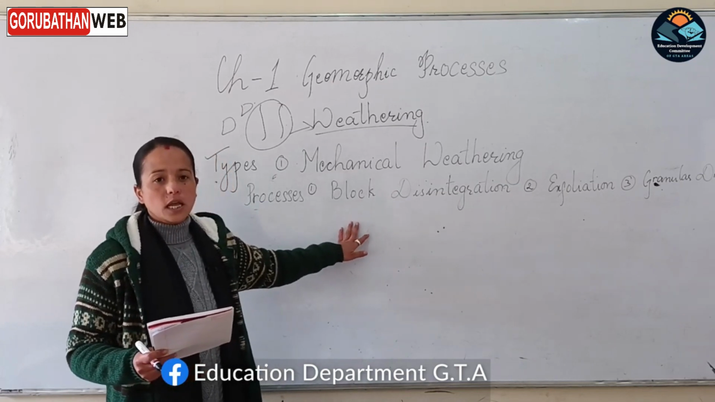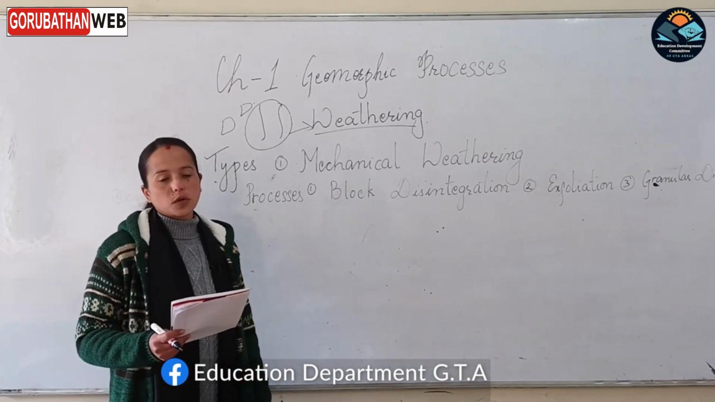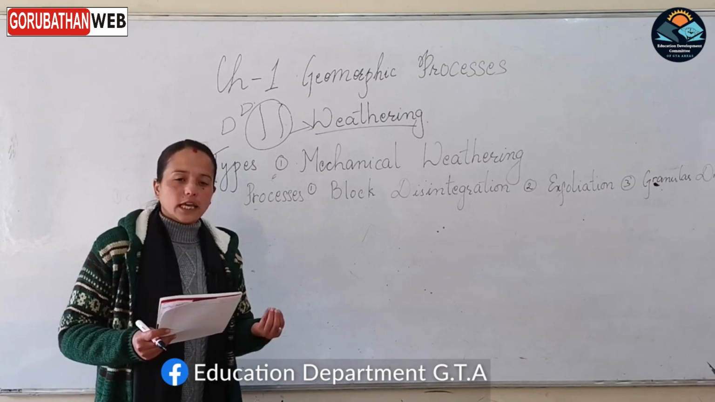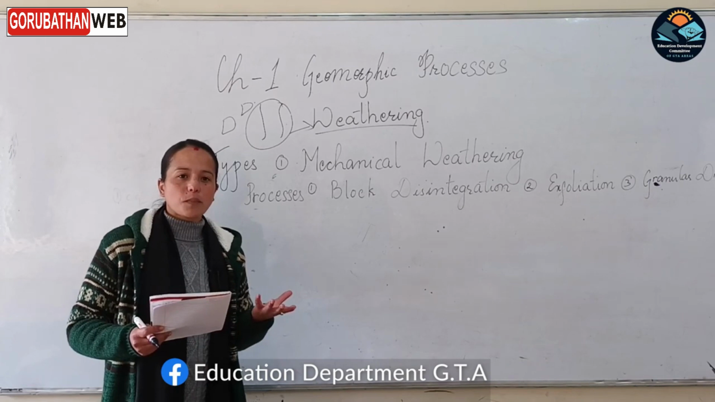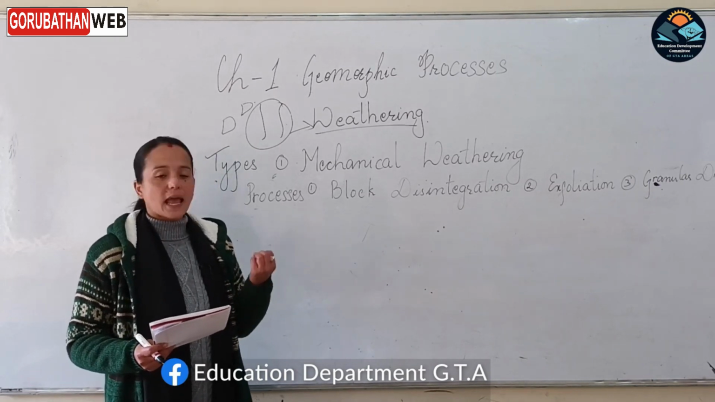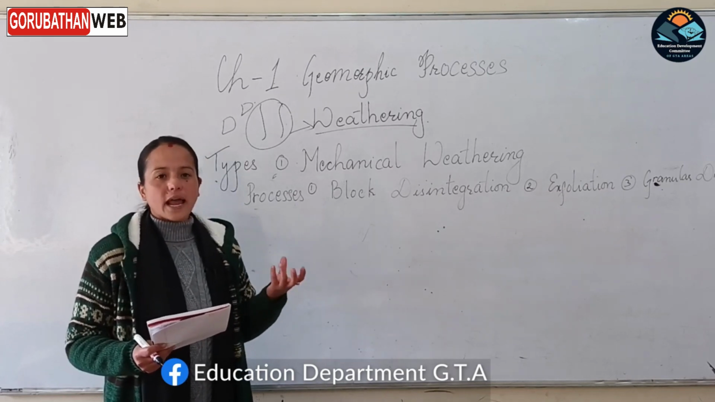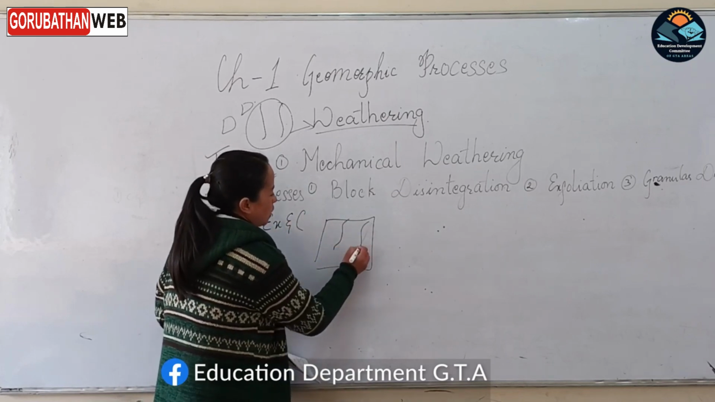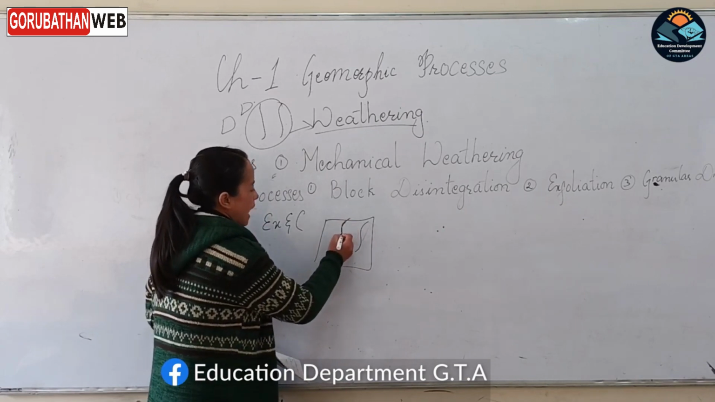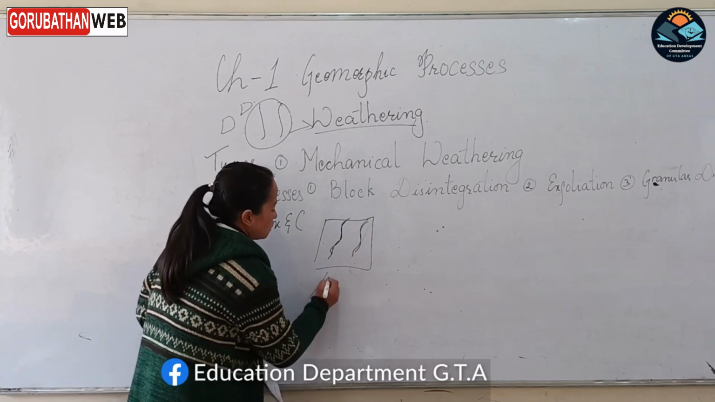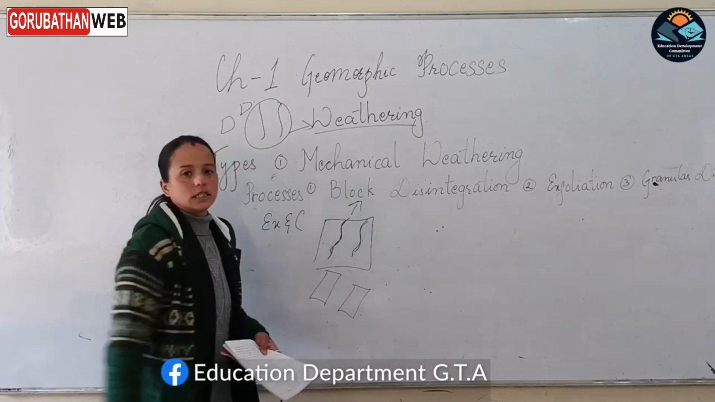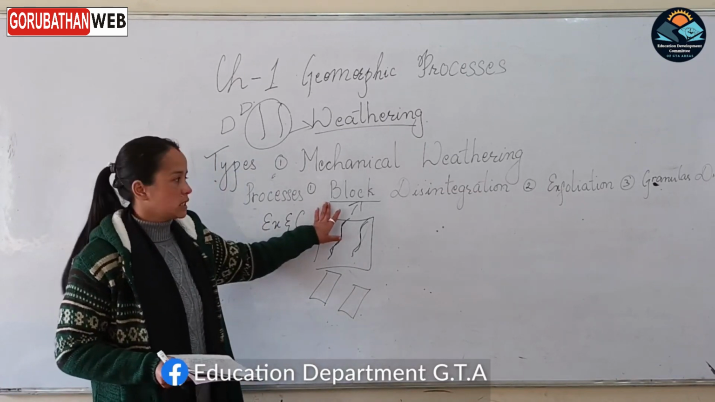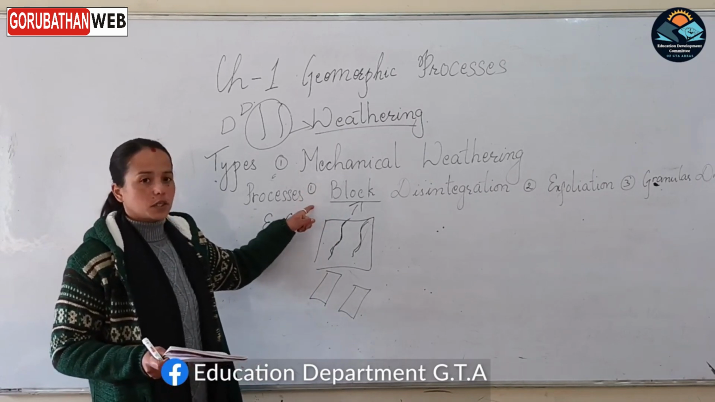In block disintegration, because of the intense heat during the daytime and the very low temperature during night time, the rocks expand and contract regularly. During daytime they expand and during night time they contract. This regular expansion and contraction leads to cracks or joints. Suppose this is a rock; because of continuous expansion and contraction, a crack will develop on the rock. Along this crack or joint, the rock will be broken into blocks. That is known as block disintegration. The name itself gives you the definition: they are breaking into blocks. This is especially in the dry areas, the desert areas.